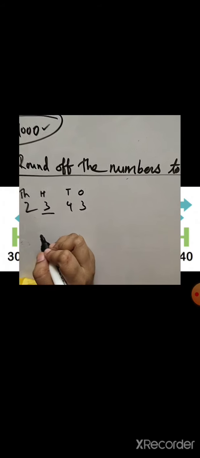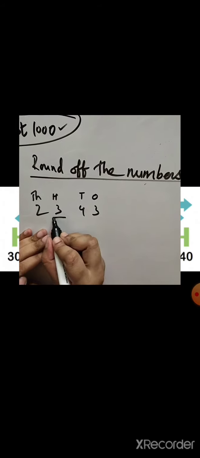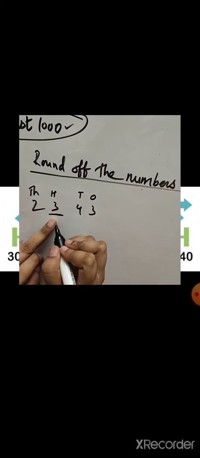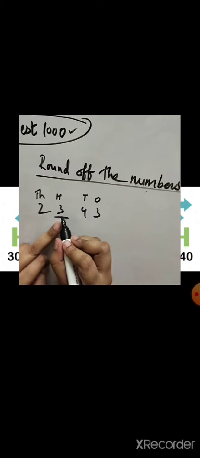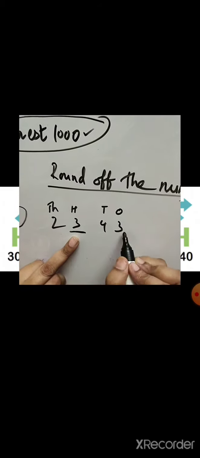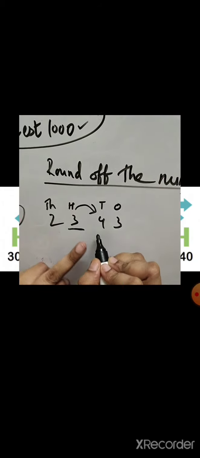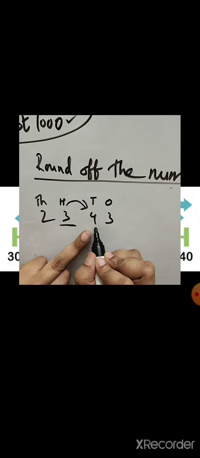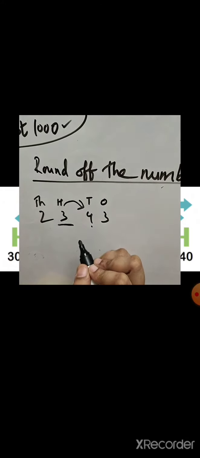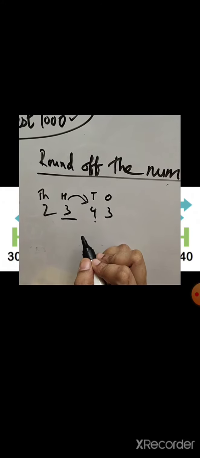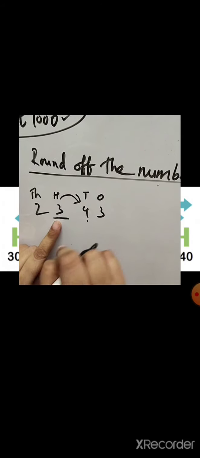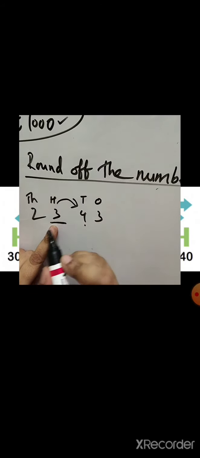Okay, so I have underlined 3. And now which position will we see? We will not see ones. We will see the exact next position, which is tens. अभी tens की place पे 4 है. If the number is 1, 2, 3 and 4, this number will not change.